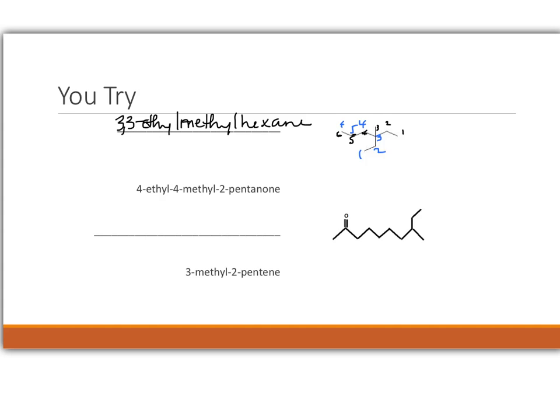So when it comes down to having a name and then drawing, again I'm going to look at my prefix. That's going to get me going as far as my carbon chain. So I have a pentanone, so that's going to have 1, 2, 3, 4, 5 carbons. And it's 2-pentanone, so that means my double bonded O is going to be at 2.